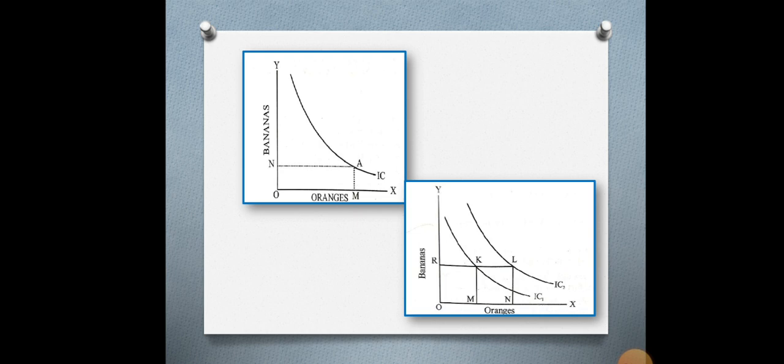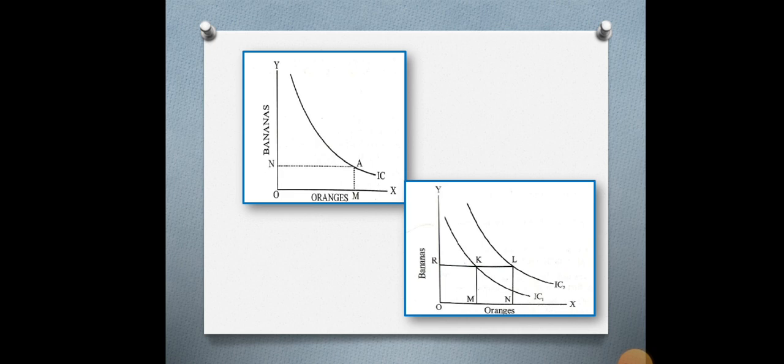Coming to the second diagram, a little below the first one, here two ICs are being shown. The first indifference curve is IC1 and the second one is IC2. Here we can see that on IC1, at the point K there is this combination with OM quantities of oranges and OR quantities of bananas. When we move to IC2, we can see that there is a shift towards the right, where the quantities of oranges are increased from OM level to ON level. But when we talk about the quantities of bananas, the level is the same.